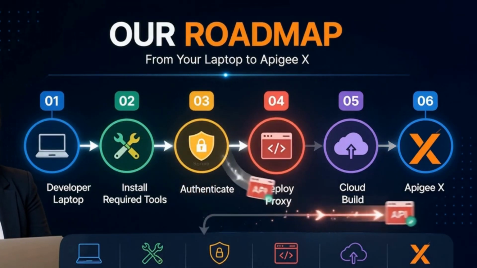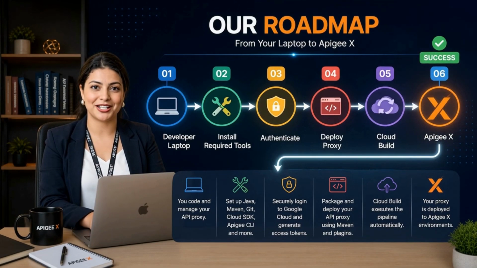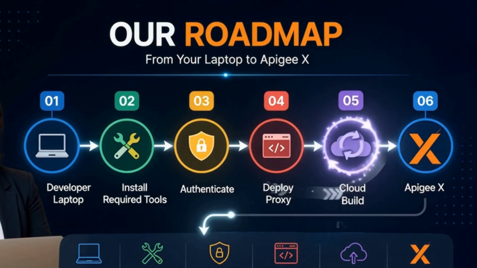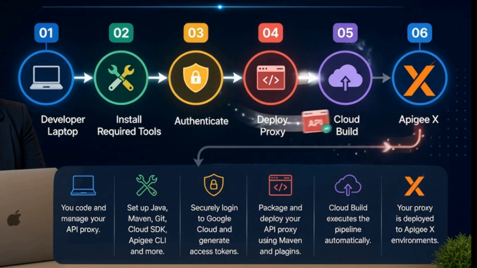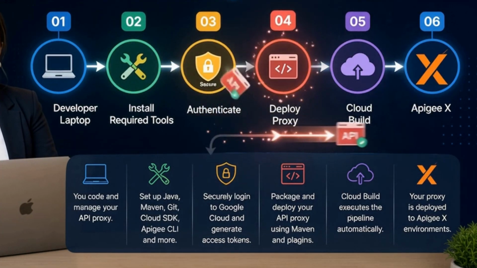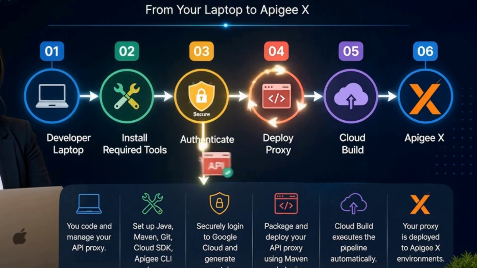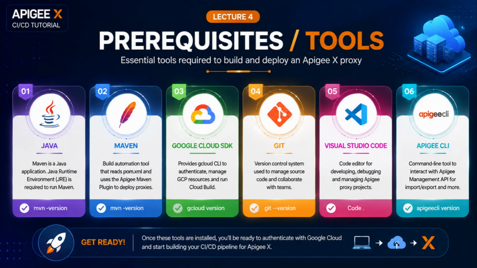We'll begin from the developer laptop, where we install all the required tools. Next, we'll authenticate with Google Cloud and prepare our environment. Then, we'll deploy our Apigee API proxy. Once our local deployment works, we'll bring Cloud Build into the picture and automate the deployment process. And finally, we'll see our API proxy being deployed into Apigee X. So throughout this course, we'll follow this complete journey, from the developer laptop all the way to Apigee X.